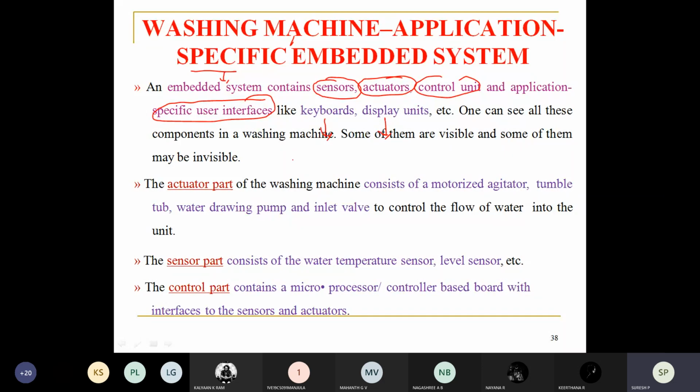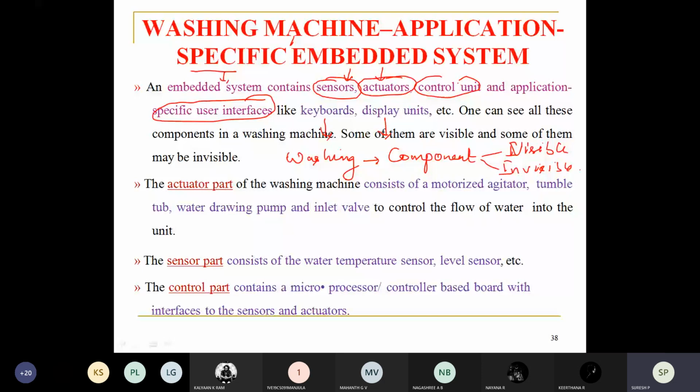Now, once you have the components, some of the components are visible and some are invisible. Inside the washing machine, some components will be visible and some will be invisible. Apart from that, it will have sensors to sense the flow of water and actuators to take control. After the filling of the water, what action does it have to take? The tub inside the washing machine has to rotate. Depending upon the weight of the clothes, or upon the timing settings, that much rotation is done and that much time the washing machine works. That will be controlled by your control unit.